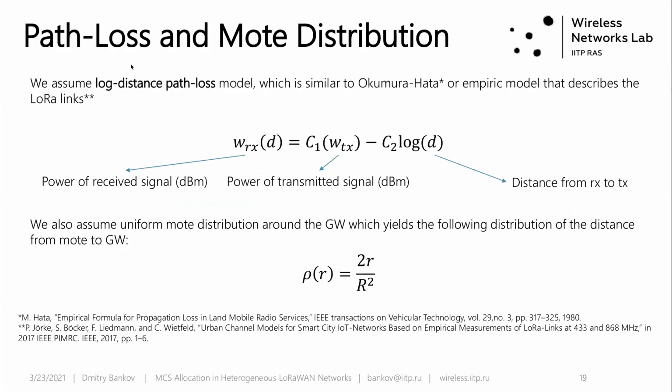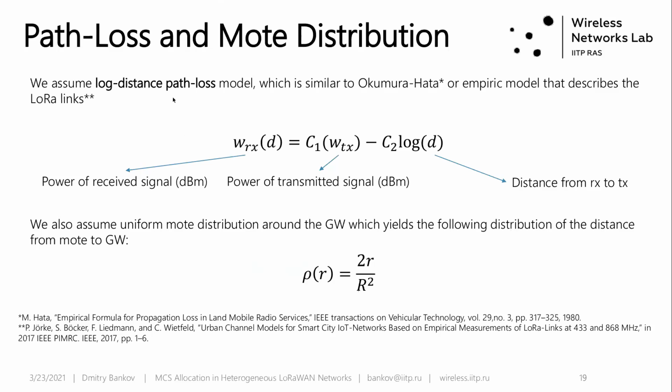And to find this multiplier, we have to assume some path loss model and the node distribution model. The node distribution model we stated in the scenario description. It is a uniform distribution around the gateway, and the distance from the node to the gateway is described like rho and shown on the slide.